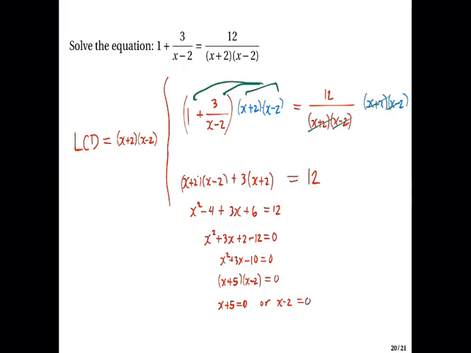But then again, for the denominator, we have x minus 2 and we have x plus 2. This guy here cannot happen because we don't want x minus 2 to be 0. So this guy here cannot be. Okay? And therefore, we only have this expression, x plus 5 equals 0, or x equals negative 5.